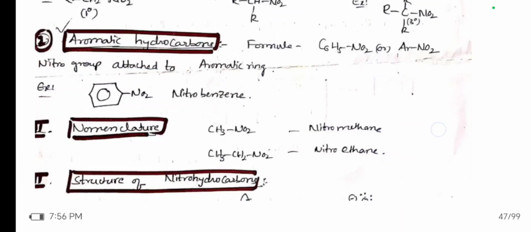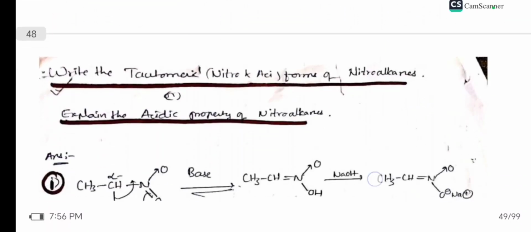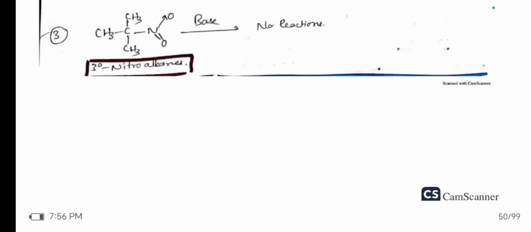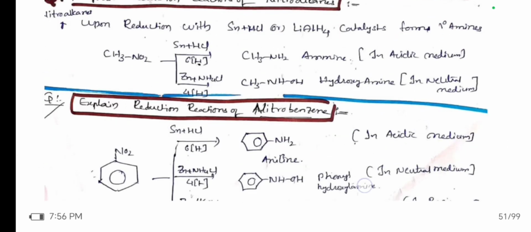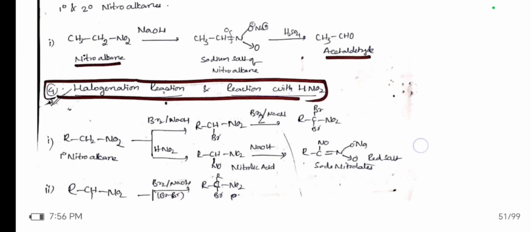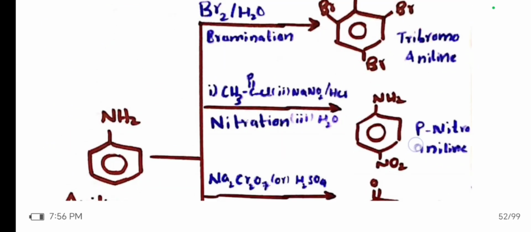Nitro compounds. In nitro compounds, at least read tautomers of nitro compounds. And Nef reaction. Remember, Nef reaction is very important. Conversion of nitroalkanes to aldehydes or ketones, that is Nef reaction. Read that question. Next, this is not important.